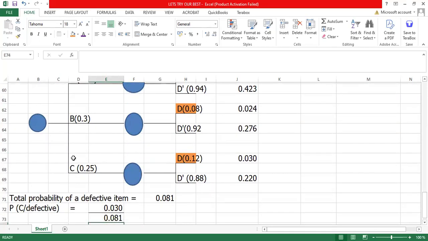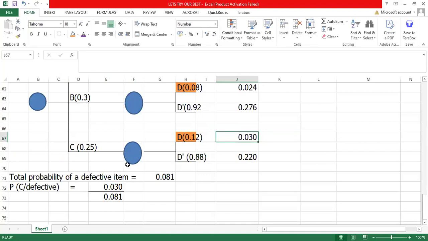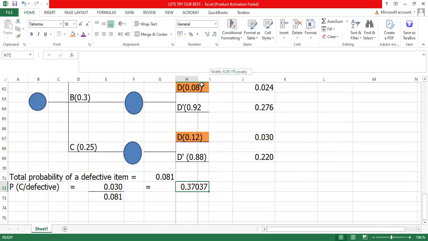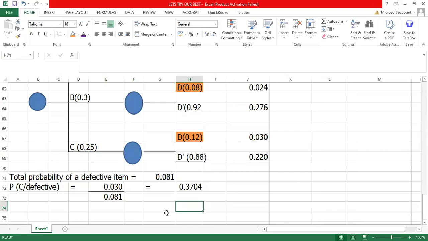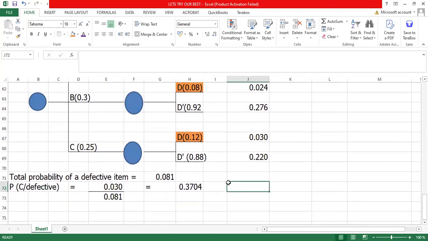So colleagues, since we are looking for the probability of an item produced by operator C, given that it is defective, you simply pick this over the total defective probability. So it will be this divided by this. That's what we have. Yes, 0.3704. Okay, so if they ask you to use the probability tree, that's what you can do.